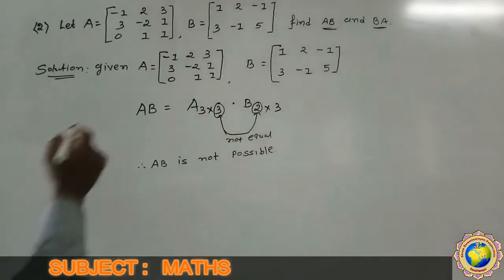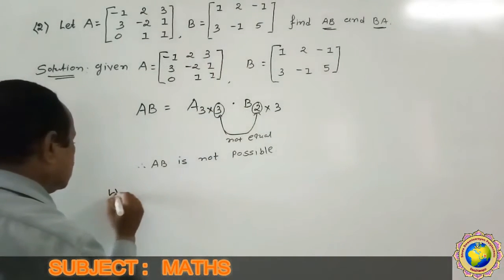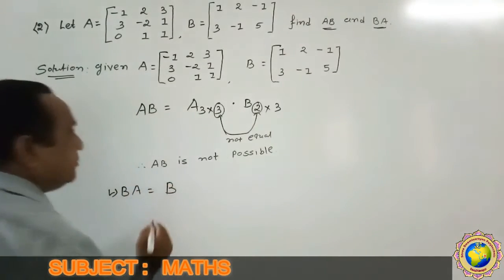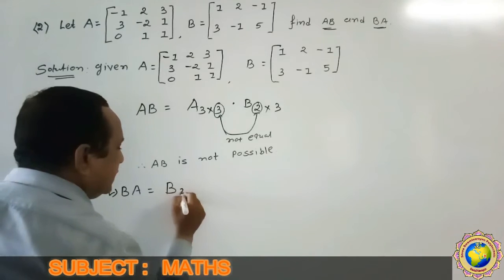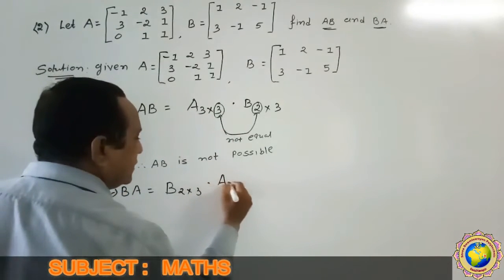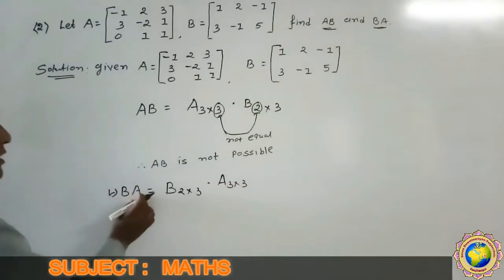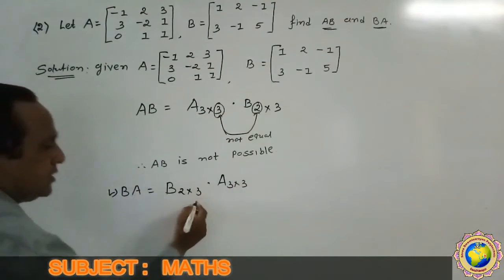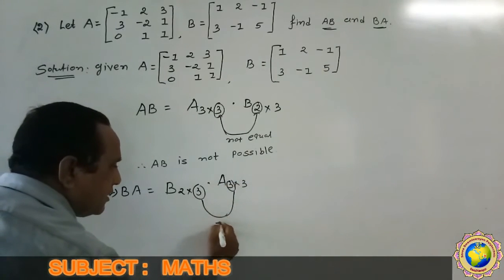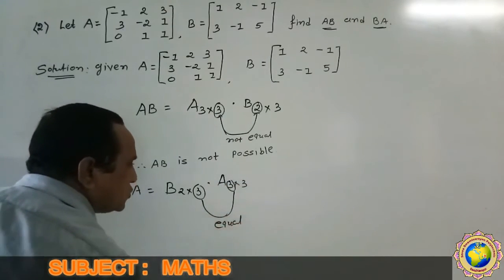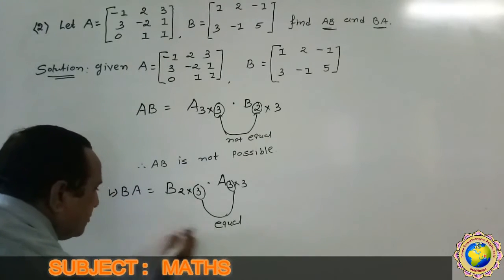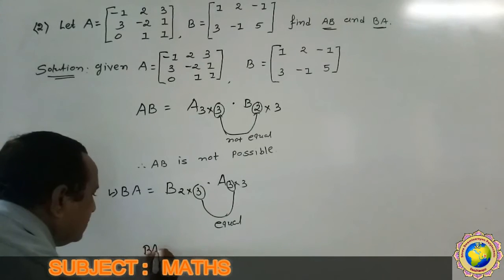Now second, BA. So now BA is equal to, similarly B is a 2 by 3 multiplied by A, which is a 3 by 3. BA, then first B and second A. Then here the columns, 3, and here the rows, 3, are equal. So BA is possible.